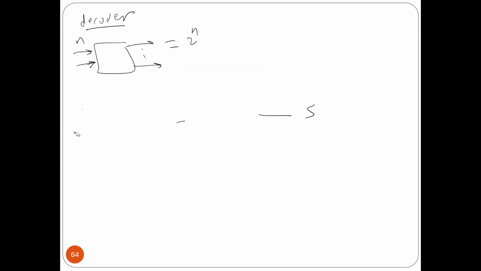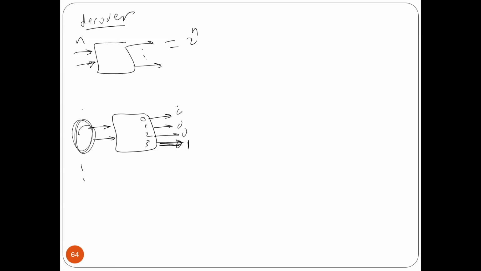Okay. The way it works, as I said before, is very simple. If you have 2 inputs, you should have 4 outputs. I'm going to call them output number 0, number 1, number 2, number 3. Very simple. If the input number is 3, which is 1, 1, then this output is 1, and all other outputs are zeros. Is that okay? So very simple.